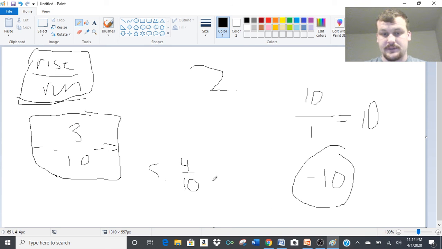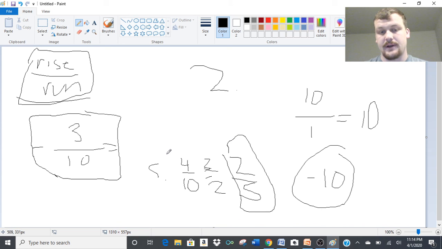So we have 4 over 10 as our answer. But this also can reduce. So 4 divided by 2 is 2, and 10 divided by 2 is 5. So therefore, our slope is 2 over 5. But also, if you put 4 over 10, that is correct. But 2 over 5 would be a better answer, I guess, just because it's simplified.